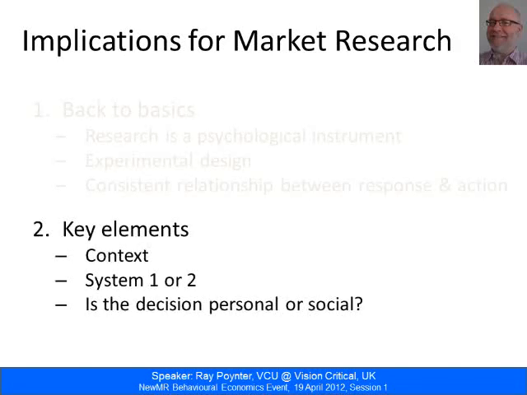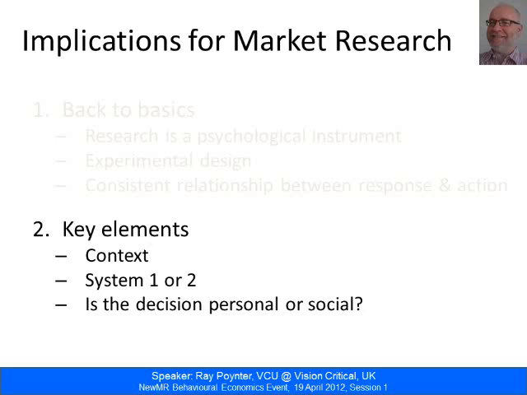And the second point that I'd make is that we need to focus on some key elements in market research. Context is an absolutely massively important thing. We need to think about System 1 or System 2. Is this a System 1 problem? In which case we simply want to show people some options and get them just to pick the one they're going to do. If it's a System 2, then we want to explore what steps would they take, how would they do that analytical process. So we have really quite different situations for System 1 and System 2.